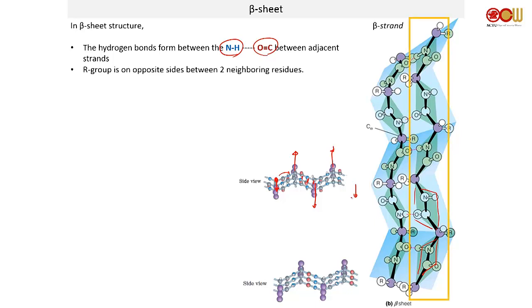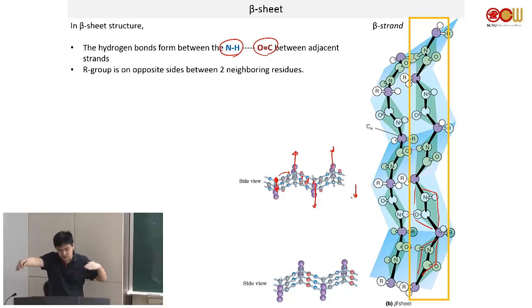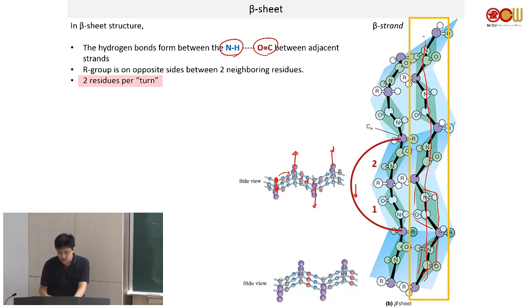Now, the beta sheet is the overall structure. We call that a beta sheet. If you only have one linear chain, we usually call that a beta strand. Many beta strands together generate a beta sheet. Essentially, you have two residues per turn.